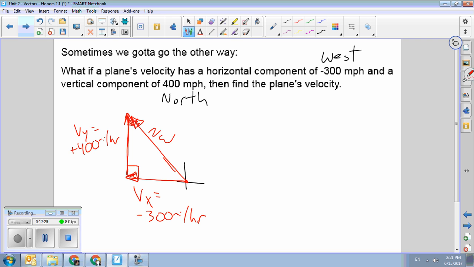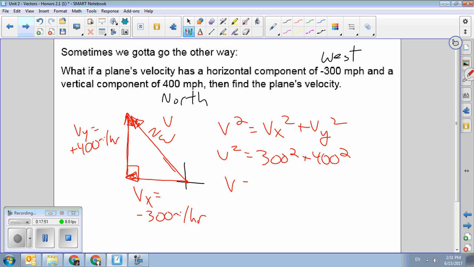To figure this out, we're just going to use the Pythagorean theorem. If this is Vx and Vy, then this side is V. So the Pythagorean theorem tells us that V squared equals Vx squared plus Vy squared. So 300 squared plus 400 squared is V squared. Solve it, and your V turns out to be 500 miles per hour.